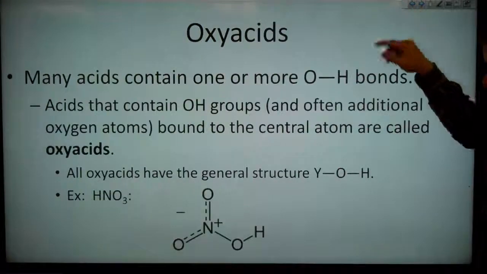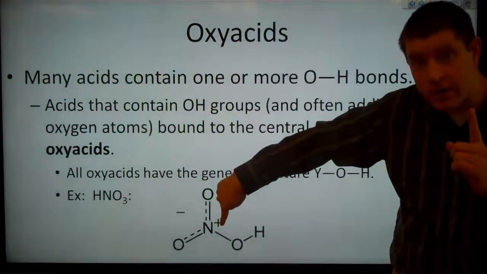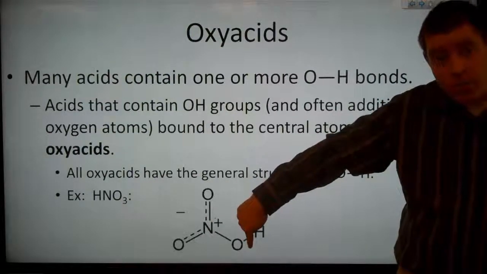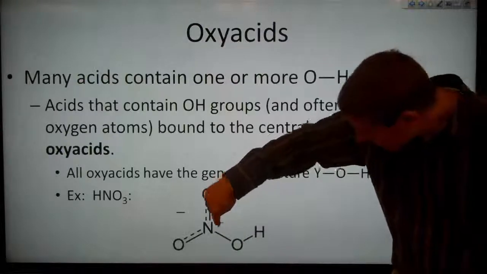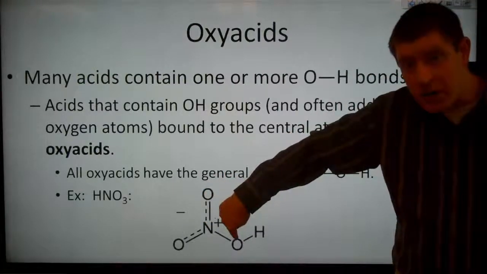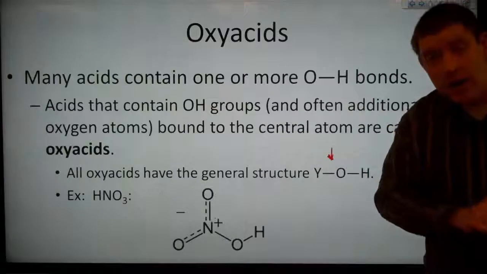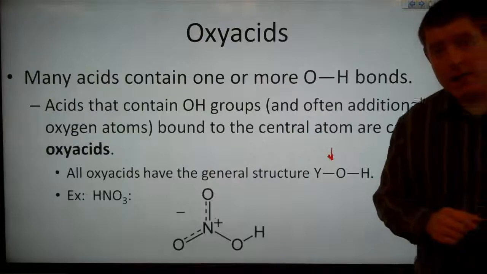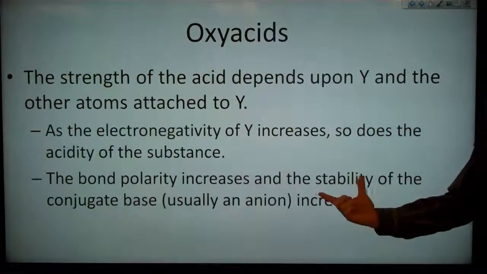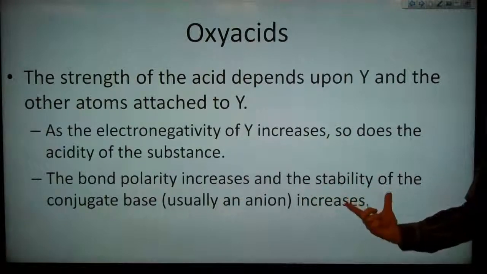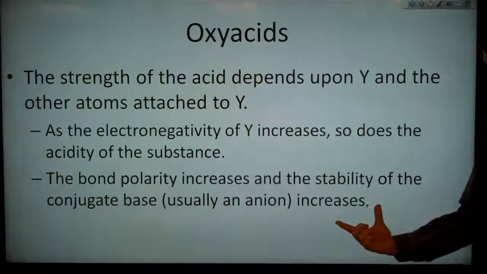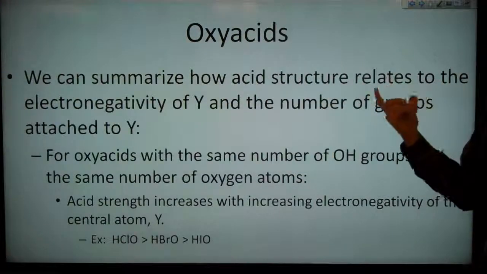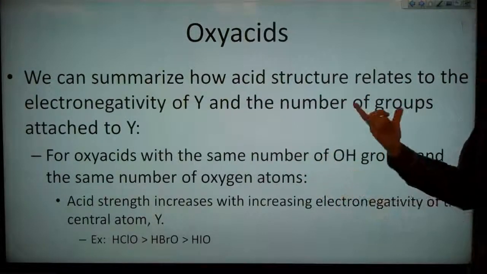if we put something in here that is more electronegative, that's going to be pulling on the electrons it has shared with the oxygen more strongly. As that central atom is pulling more strongly on those electrons, and the oxygen pulls more strongly on the electrons with the hydrogen, that weakens that oxygen-hydrogen bond, and that makes the acid stronger. Also, the bond polarity increases, and the stability of the conjugate base increases as well.